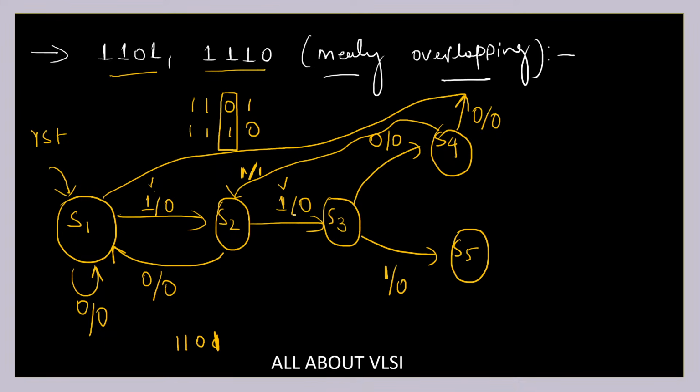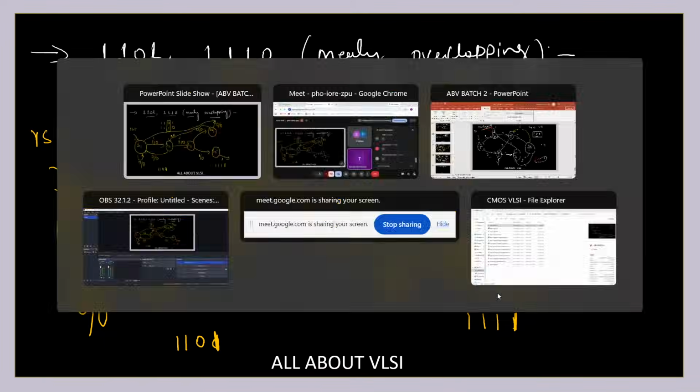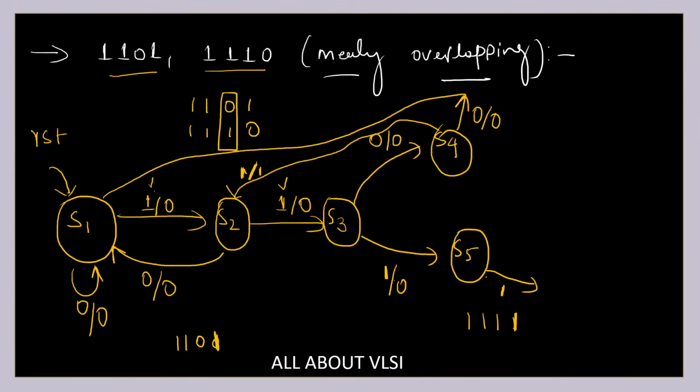Now coming to this 1, 1, 1. If you got 1, 1, 1, and you got one more 1 in S5, where should I go? What should be my next state? If I'm in my S5 state and I got 1 1 1 followed by another 1, what should be my next state?